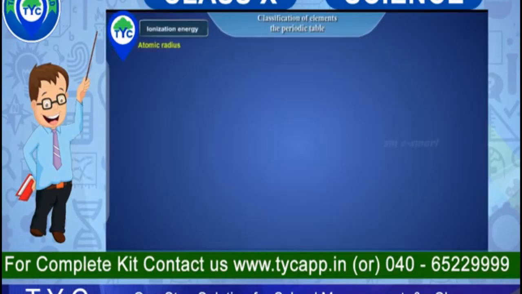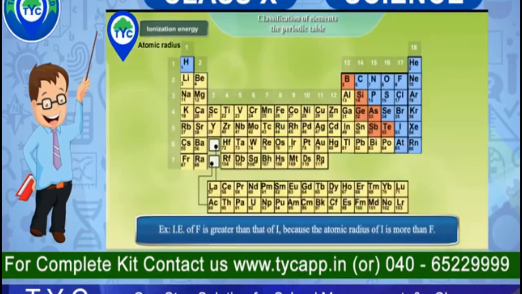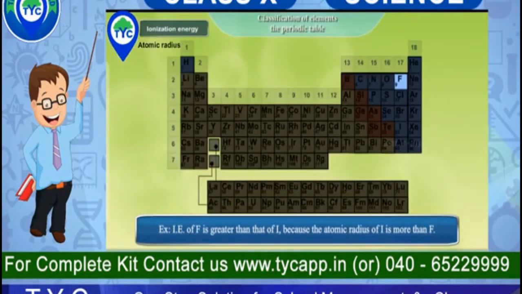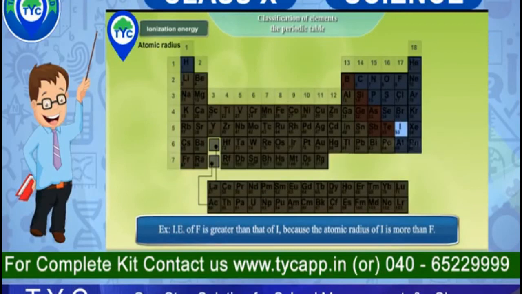Atomic radius. As atomic radius increases, the ionization energy decreases. Example, IE of F is greater than that of I, because the atomic radius of I is more than that of F.